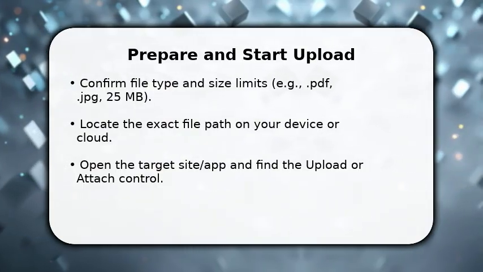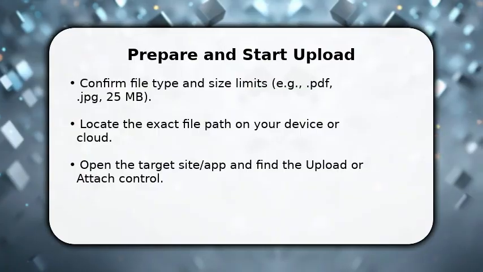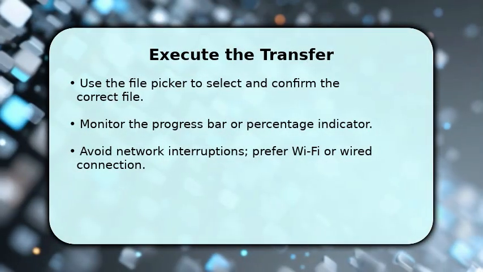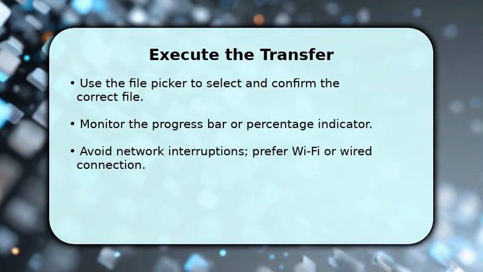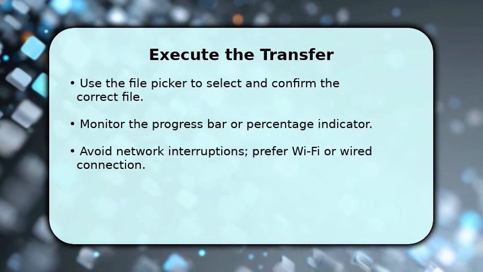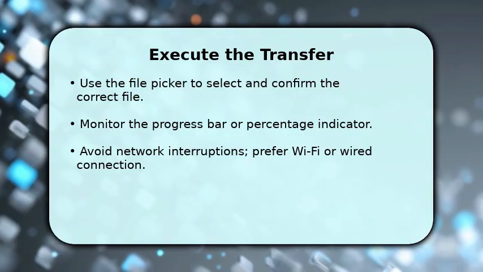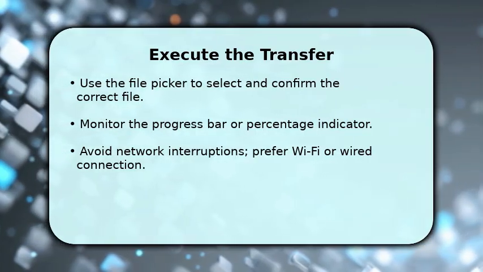After clicking the control, a file picker opens. Select the file and press Open to hand it off to the app. Once the file is selected, the app usually shows an upload progress bar or %. Watch it to confirm activity. If prompted, add a descriptive title, tags, or target folder so the file is organized where you need it.